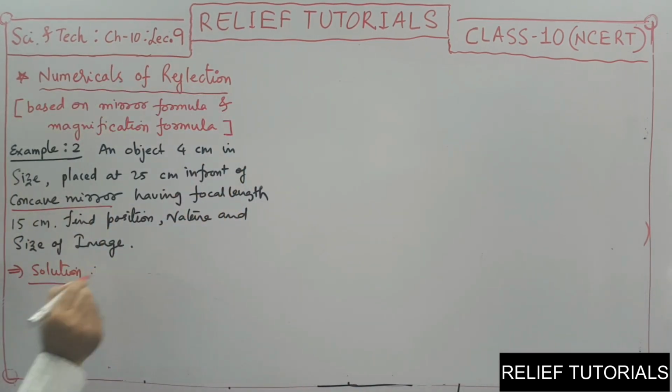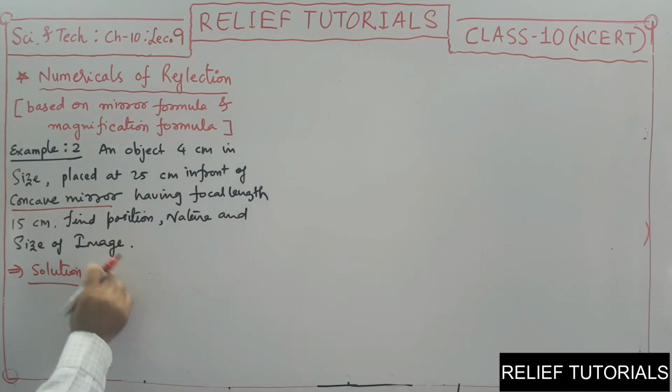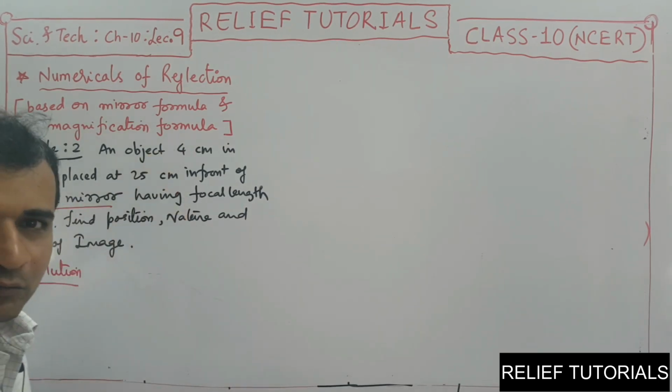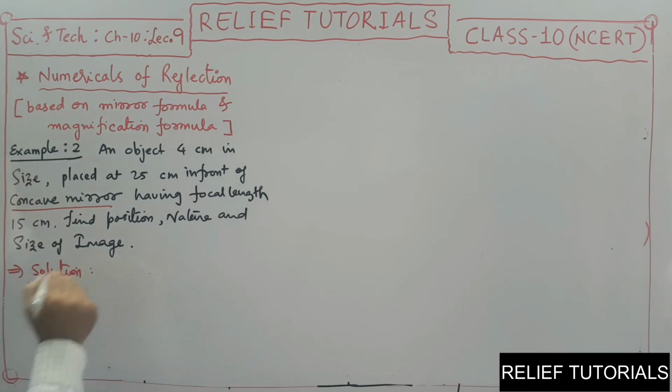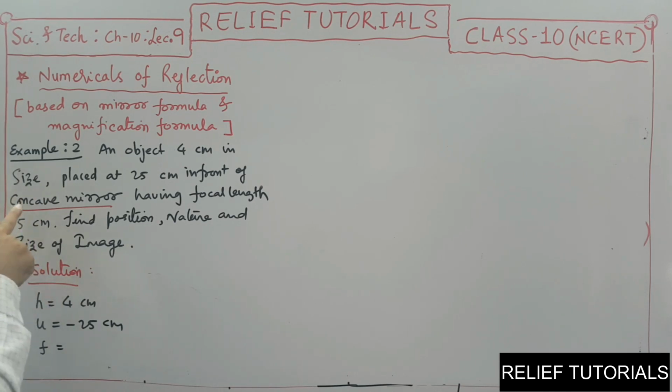So in the solution, first of all write the data. Remember, when you read the question, you first write down the data which is given to you. First of all, h is given as 4 cm. h is 4. 25 cm in front of the concave mirror, so u is given as minus 25 cm. Object distance is always negative. The focal length f is given as 15 cm. In a concave mirror, focal length is also negative, so minus 15 cm.